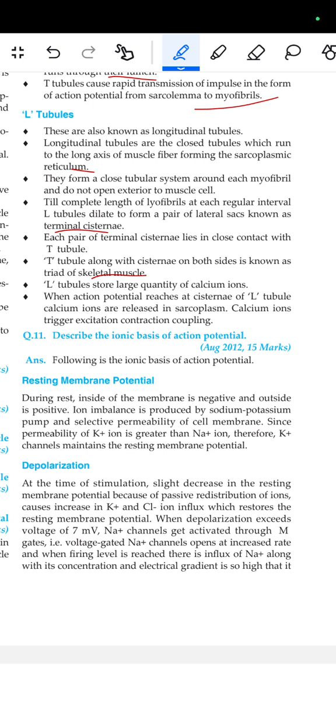L tubules store a large quantity of the calcium ions. When the action potential reaches the cisternae of the L tubule, calcium ions are released into the sarcoplasm. Calcium ions trigger the excitation contraction coupling.